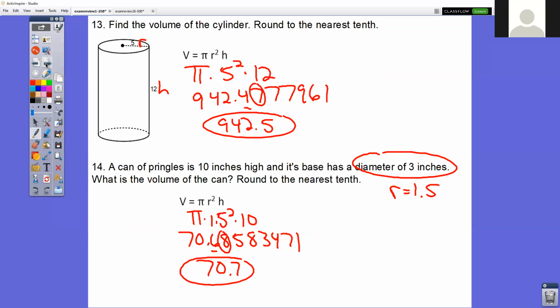In question number 13, 5 is your radius, 12 is your height. Subbing in the numbers to where they belong. Pi times 5 squared times 12, you get 942.5 when you round.